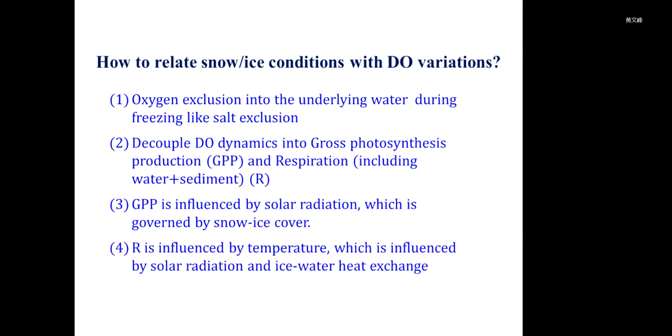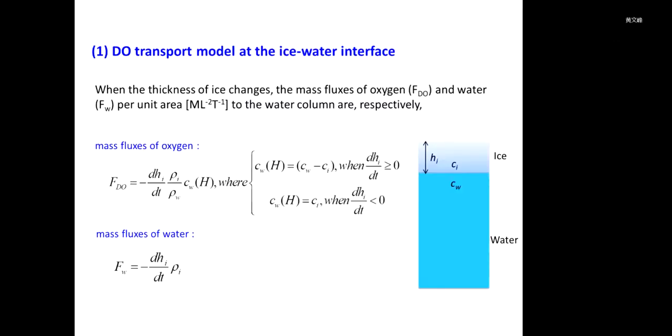If we can get the GPP and R rates, then we can investigate the relationship between GPP and solar radiation, and the relationship between R and the temperature. And we all know that the solar radiation and the water temperature are influenced by the ice cover, I mean the ice freezing and melting. Then we developed a model for DO transport at the ice-water interface.